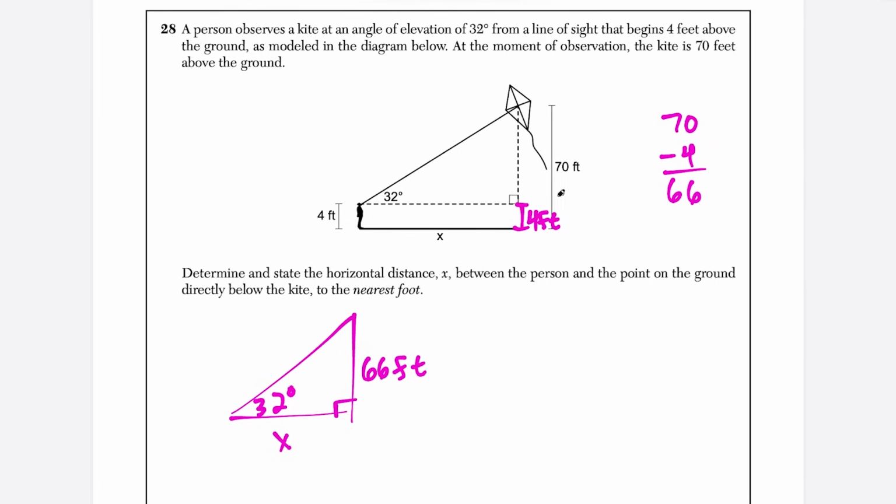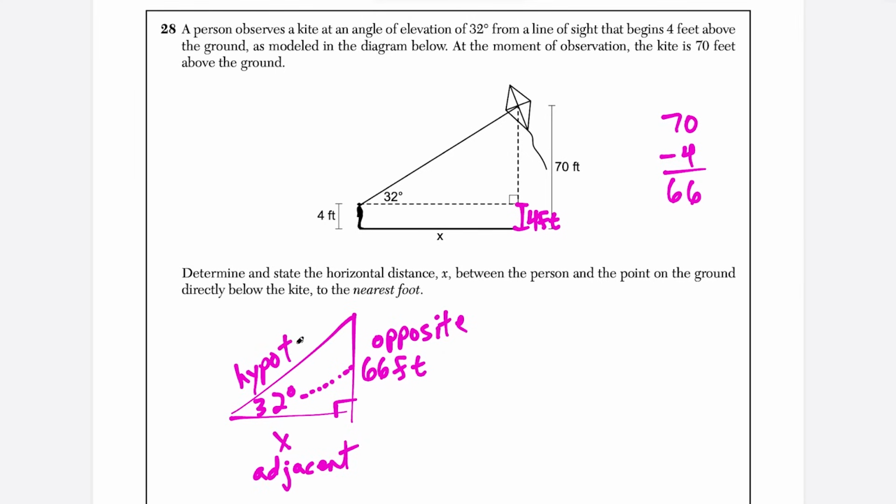It's very important that we subtract the 4 like this, because once again, it's starting from a line of sight that is 4 feet above the ground. So we have to take that into account. And now think about this angle here. It is pointing towards this side, which is the side opposite of the 32 degree angle. And the one next to the 32 degree angle, this leg, is the adjacent side. And across from the right angle is always the hypotenuse.